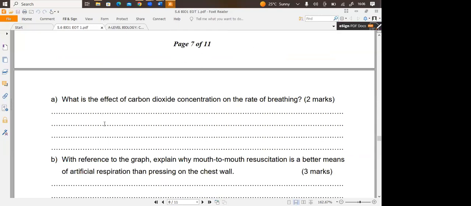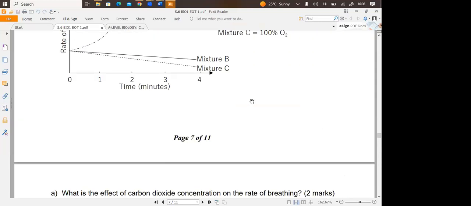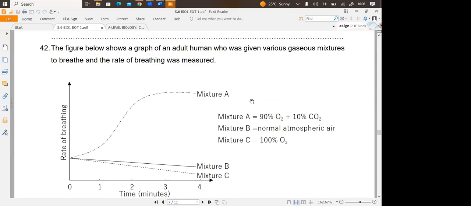As for part B, they're saying, with reference to the graph, explain why mouth-to-mouth resuscitation is a better means of artificial respiration than pressing on the chest wall. Wow, what a question. But they're saying with reference to the graph. So you have visualized the graph. This is the graph. Just look at it once again.